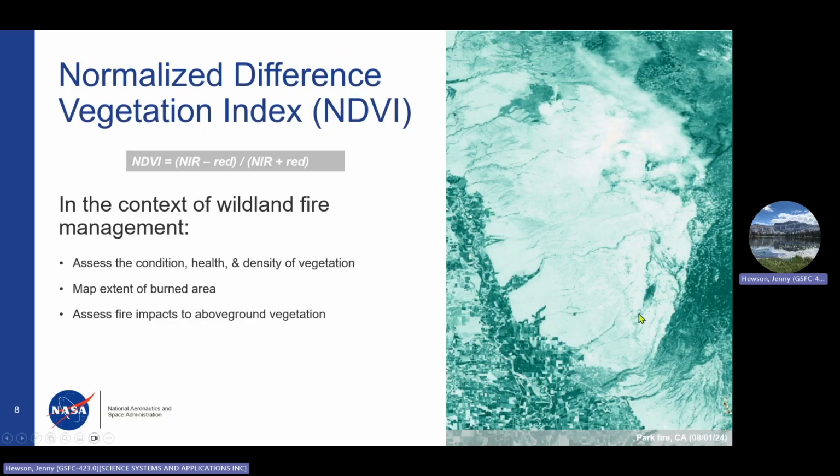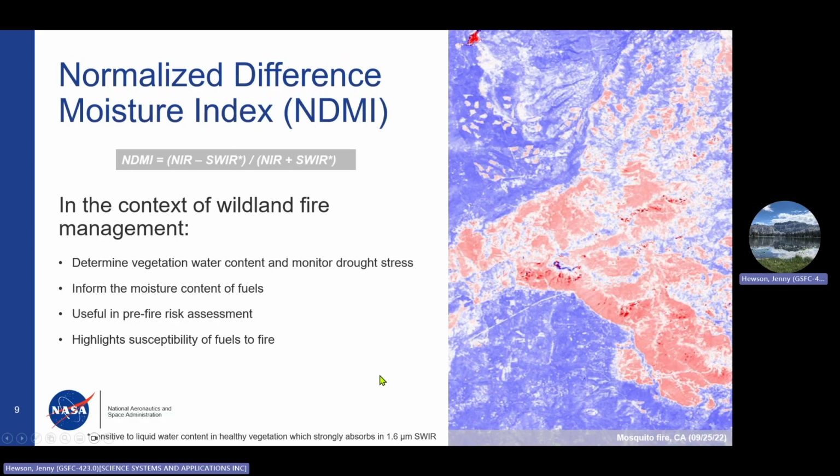This is actually the Park Fire in California in 2024, and a big smoke plume up here. Normalized difference moisture index, or NDMI, this can be used to determine vegetation water content due to the sensitivity of liquid water in healthy vegetation, which absorbs in the 1.6 micron shortwave band, informing the moisture content of fuels. It can be useful in pre-fire risk contexts, and therefore the susceptibility of fuels to fire.